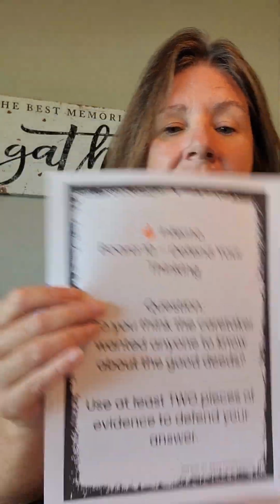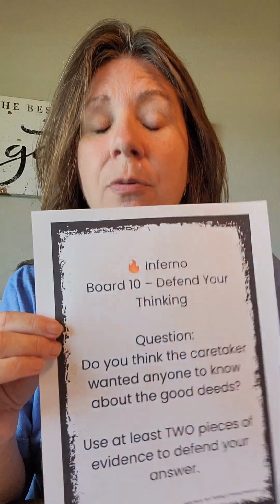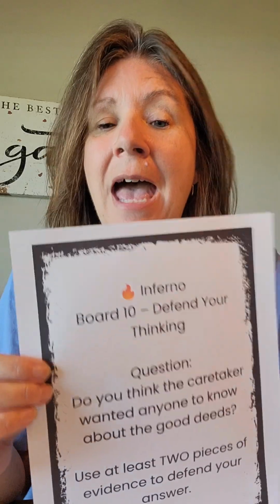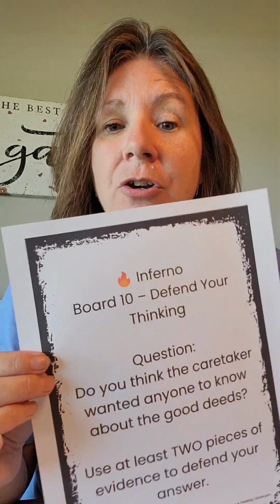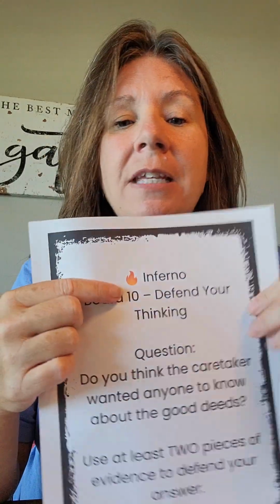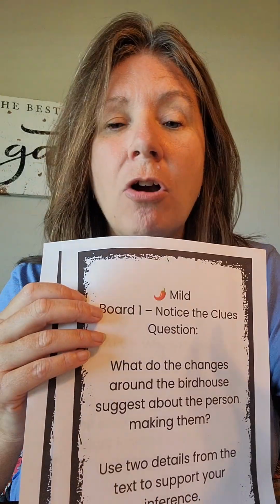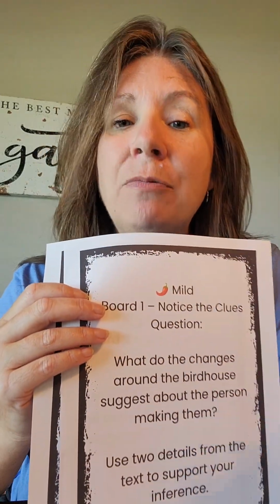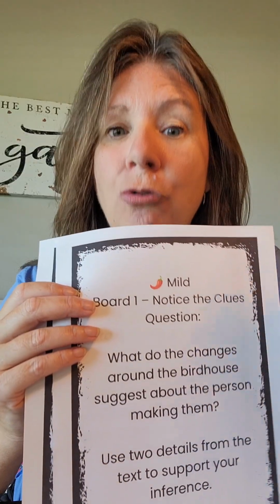So I have different levels. I have mild, I have medium, I have spicy, I have inferno. Okay, these are the things that go on your boards. These are your building thinking classroom tasks. And it's not that these questions are harder. Here's an inferno, here's a mild. It's not that it's harder. Don't think of it like that. It's how deep the student needs to go to think.